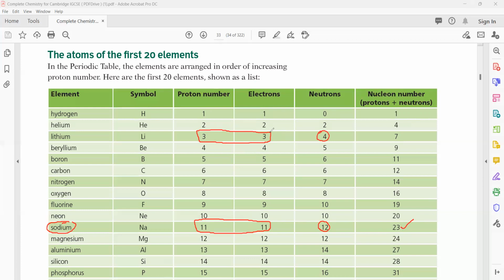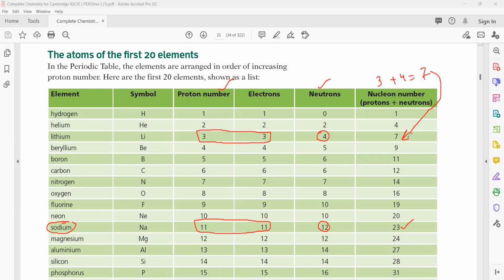So it will be like 3 and 4. Yes, 3 and 4. If you're going to find the nucleon number, this is 3, the number of protons, plus the number of neutrons, this 4. That gives you 7. That's the reason the lithium nucleon number is 7. This whole table is like this. Understand, my dear? Let's move to the next topic.